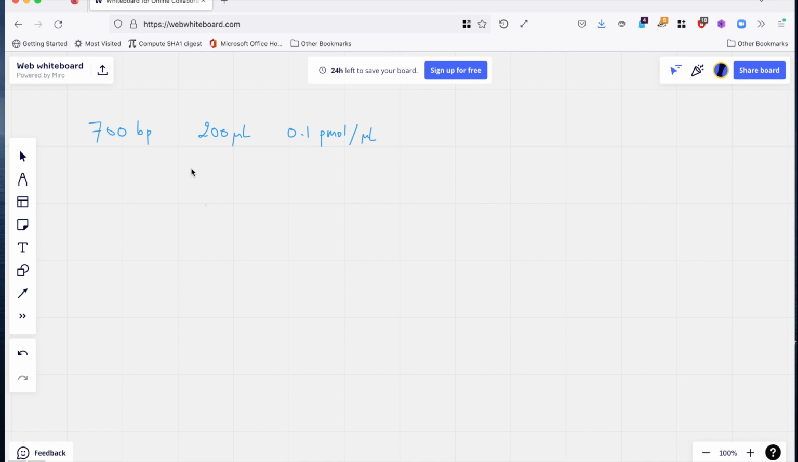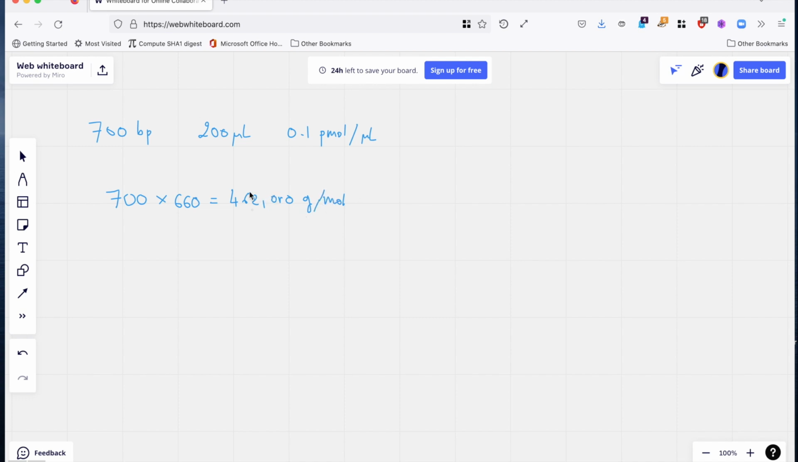So the way we start to solve these problems is, as usual, we start by finding the molar weight of that particular piece of DNA. And the way we do this is that we always multiply the number of base pairs of the product by 660 gram per mole per base pair. And so in that particular case, this gives us a molar mass, which is equal to 462,000. And the unit is gram per mole.